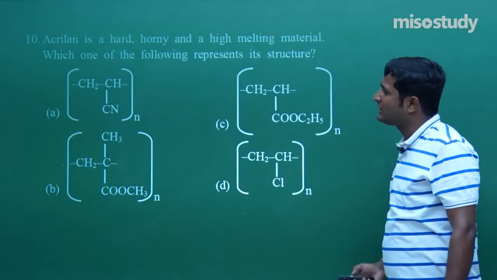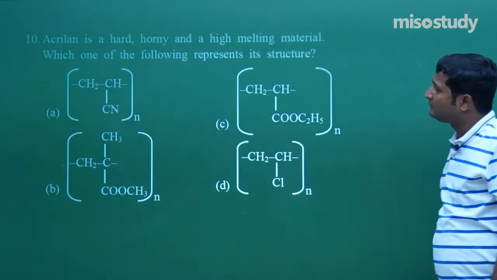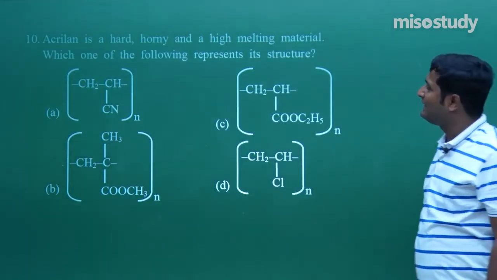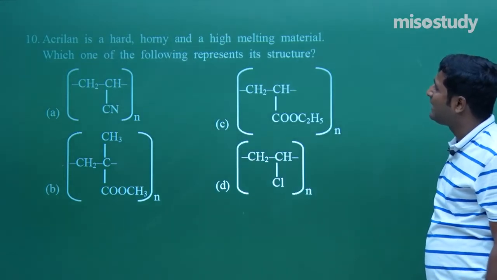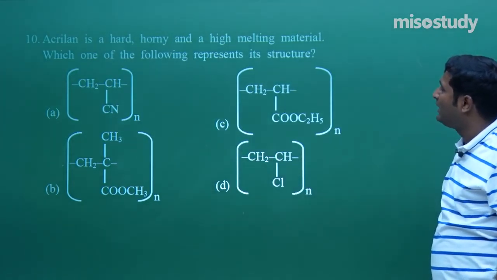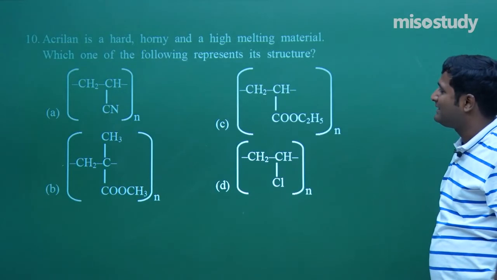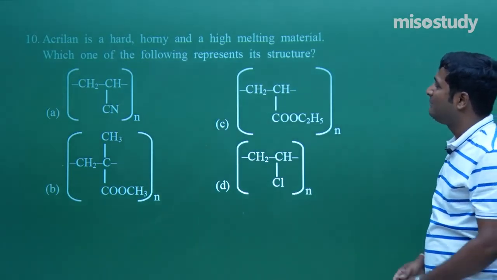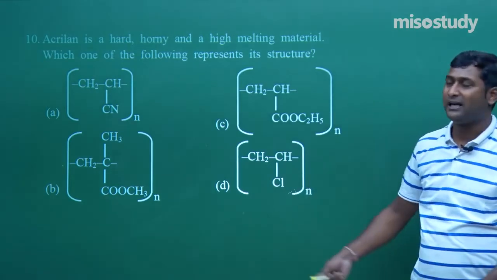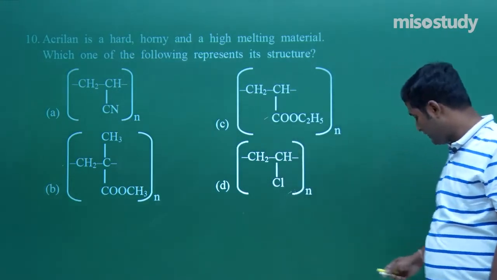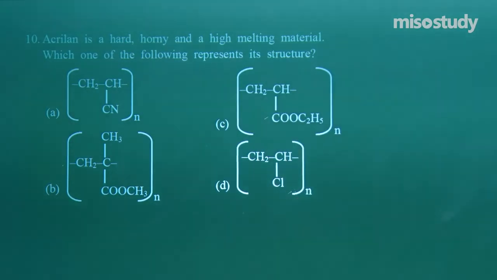What is the next one? Check it out for question number 10. Acrylon is a hard, horny and high melting material. Which of the following represents its structure? Tell me what will be the correct option for this question. Think on it, friend. I am giving you a few seconds. So what is the correct option?